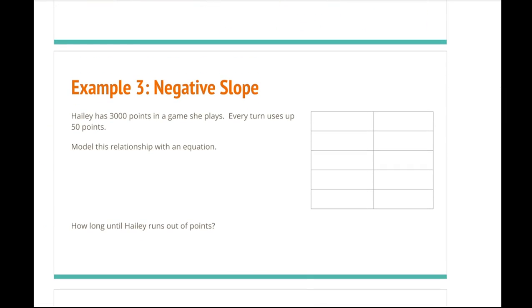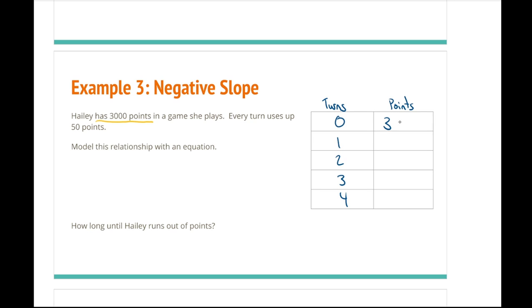If we look at an example with negative slope, which we should be familiar with, Haley has 3,000 points in a game she plays. Every turn uses up 50 points. Model this relationship with an equation. Right, so you may need to put this into a table. We have turns, or number of turns, and then we have points. So you can say it starts off at 0, 1, 2, 3, 4. From the problem, we should see that she starts with 3,000 points.